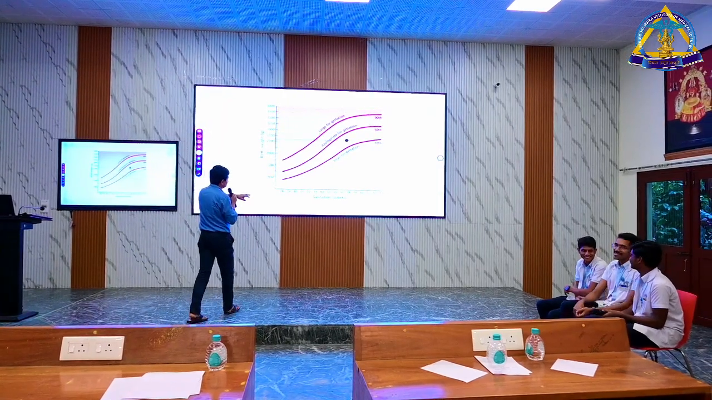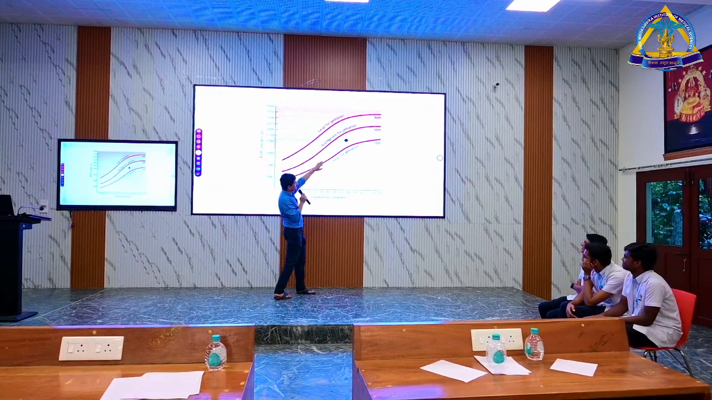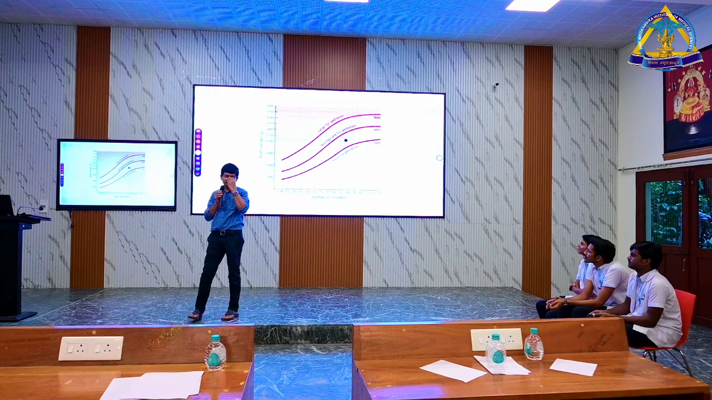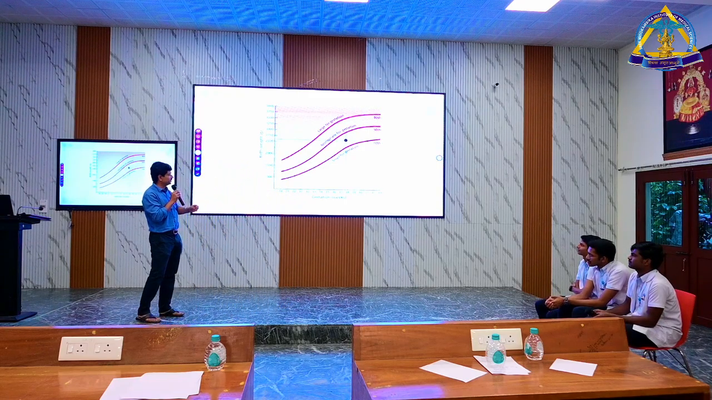So 37 weeks, 4 days, and weight 2.6 kg. So what is it? It is appropriate for gestational age. So don't get confused. What is AGA, SGA, LGA?